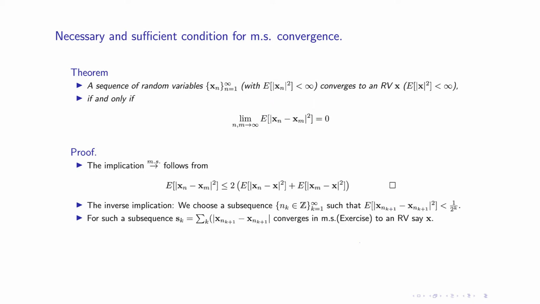So for such a sequence, I define sk equal to this one, and this is an exercise for you to prove that these will converge to a random variable x. Okay, I think you don't need this absolute value. To prove that these will converge, you take this sum and use some inequality similar to this one and apply it. So I leave the rest of the details to you as an exercise. It's not very hard, and that's it.